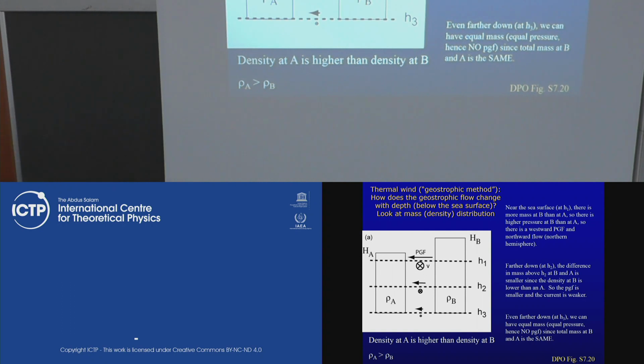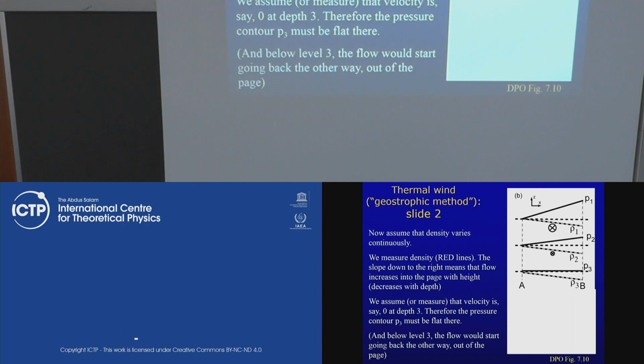So this is the barotropic fluid, the barotropic situation in the world ocean. So the thermal wind relationship simply says that if there are no horizontal changes in temperature, there will be no vertical shear in the horizontal velocity. Okay?